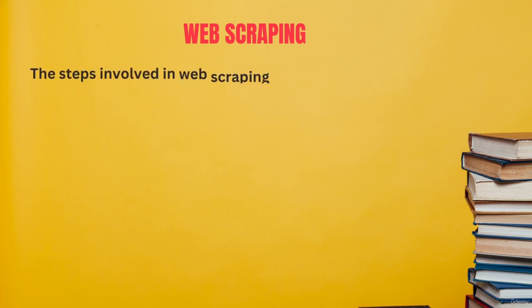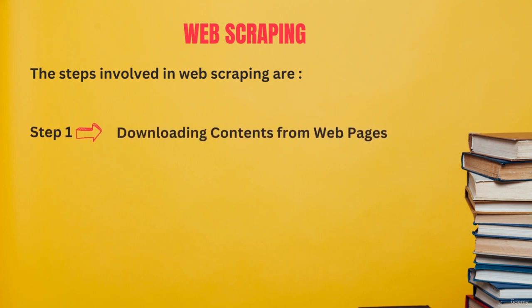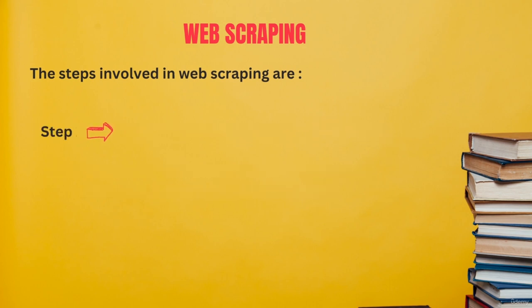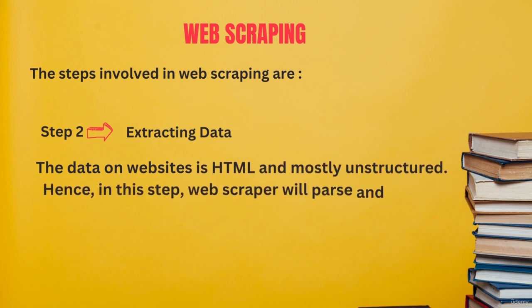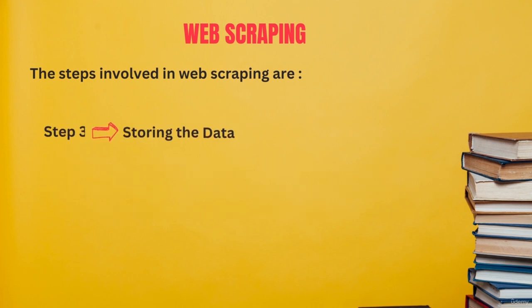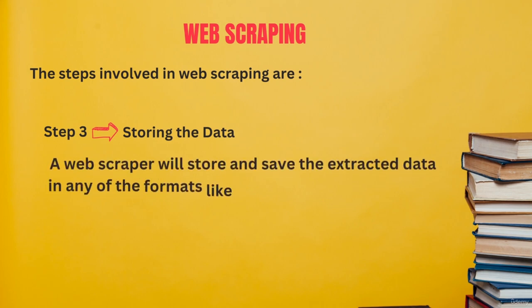The steps involved in web scraping are: Step 1 is downloading contents from the web pages. In this step, a web scraper will download the requested contents from multiple web pages. Step 2 is extracting data. The data on websites is HTML and mostly unstructured. Hence, in this step, the web scraper will parse and extract structured data from the downloaded contents. Step 3 is storing the data. Here, a web scraper will store and save the extracted data in any of the formats like CSV, JSON, or in a database.